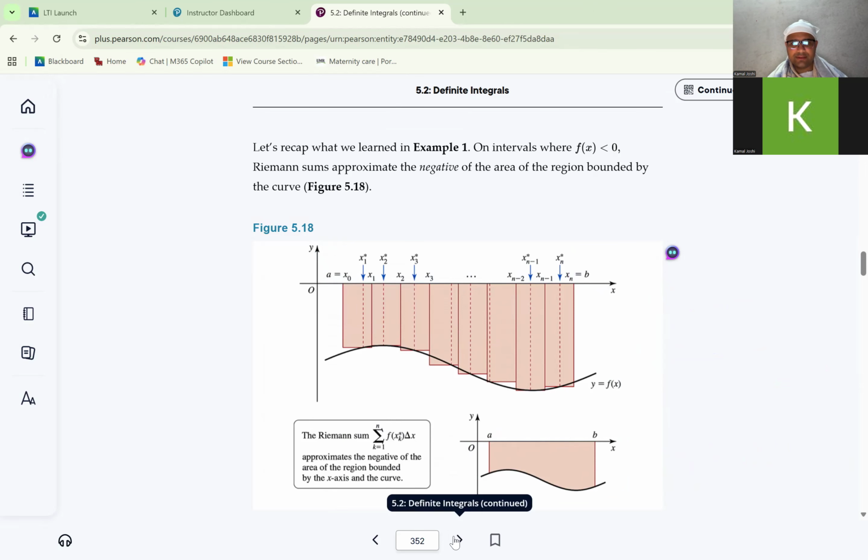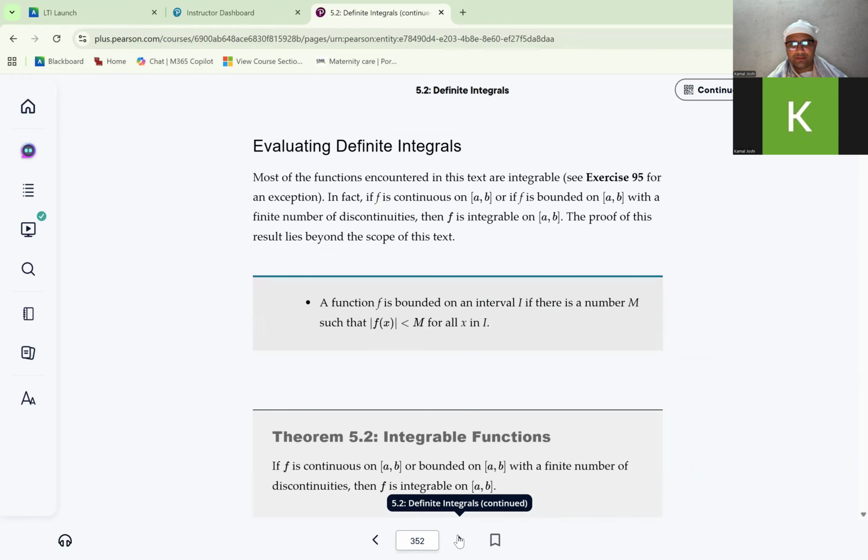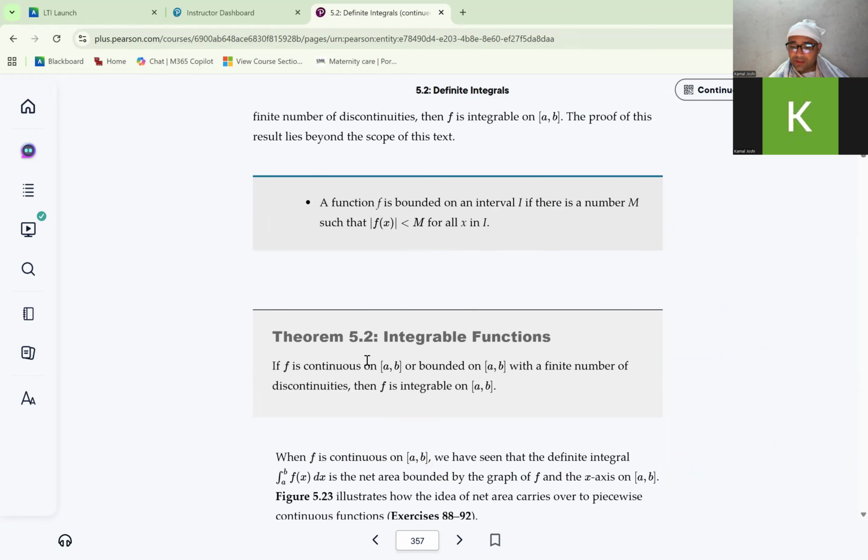Now the next concept is evaluating. Now, how do we evaluate? That is the idea we get when we understand the concept of definite integral. How do we evaluate them? Firstly, there are some facts we need to know. For example, there is a theorem called integrable functions. Okay, what does it say?